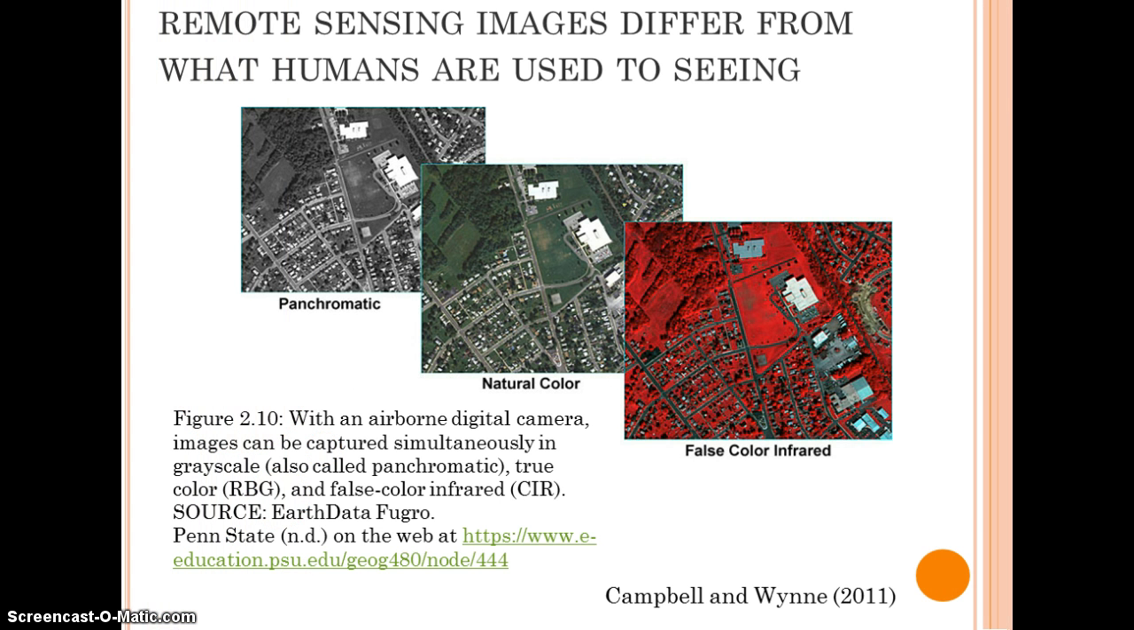Remotely sensed images differ from what humans are used to seeing. For example, remote sensing uses an overhead view and is capable of capture and display of radiance outside of the visible spectrum. Remote sensing deals with unfamiliar scales and unfamiliar resolutions.